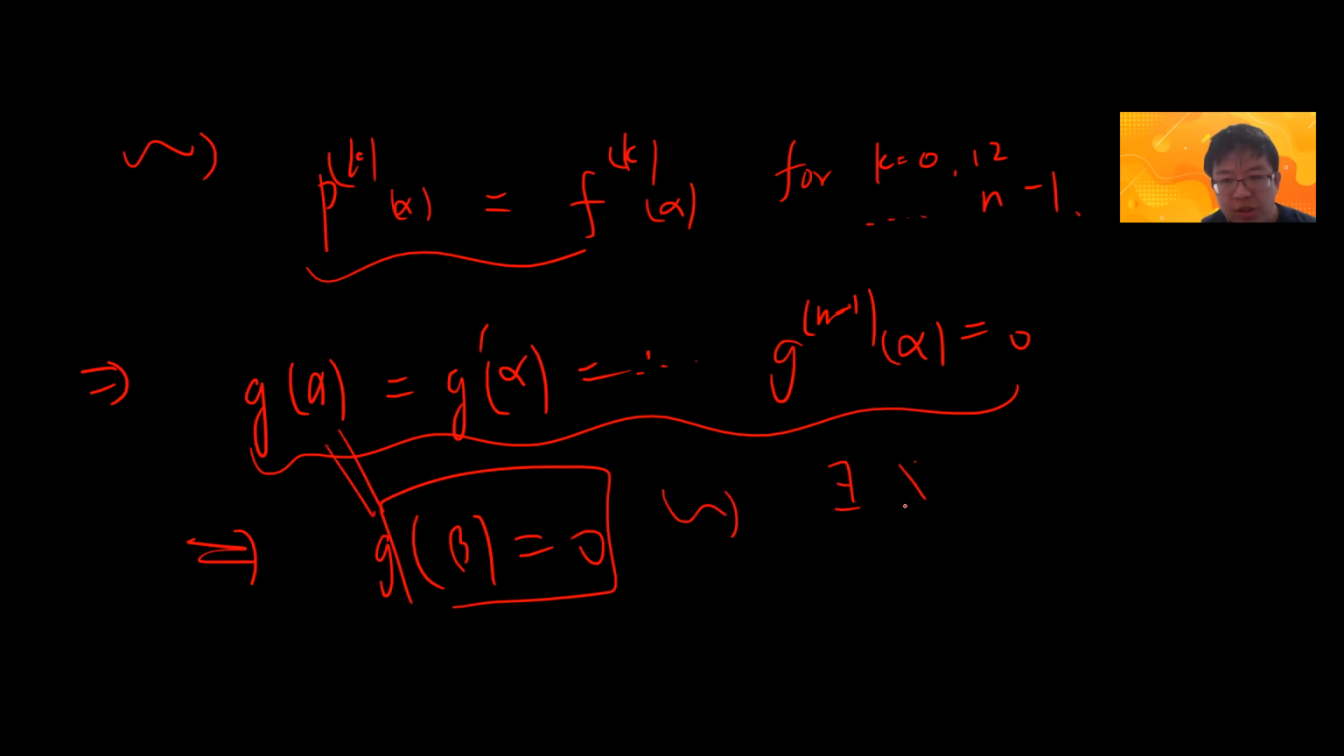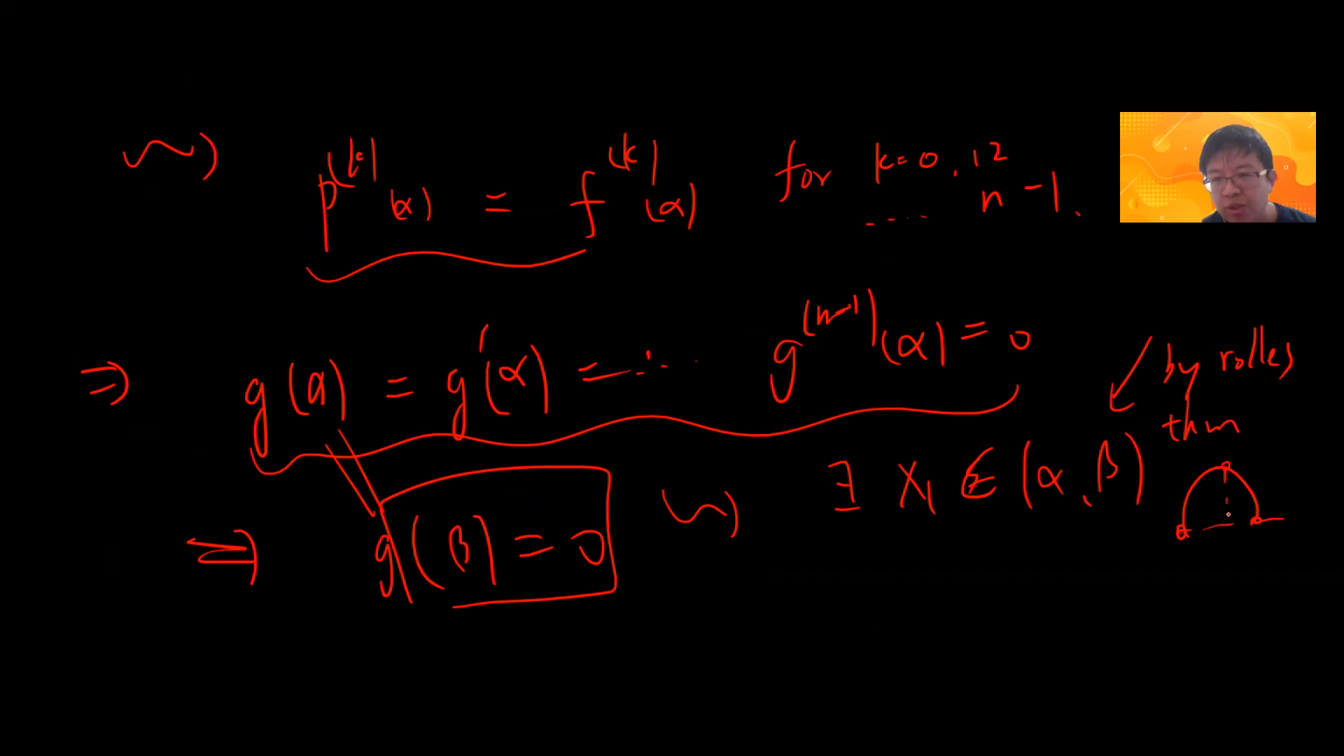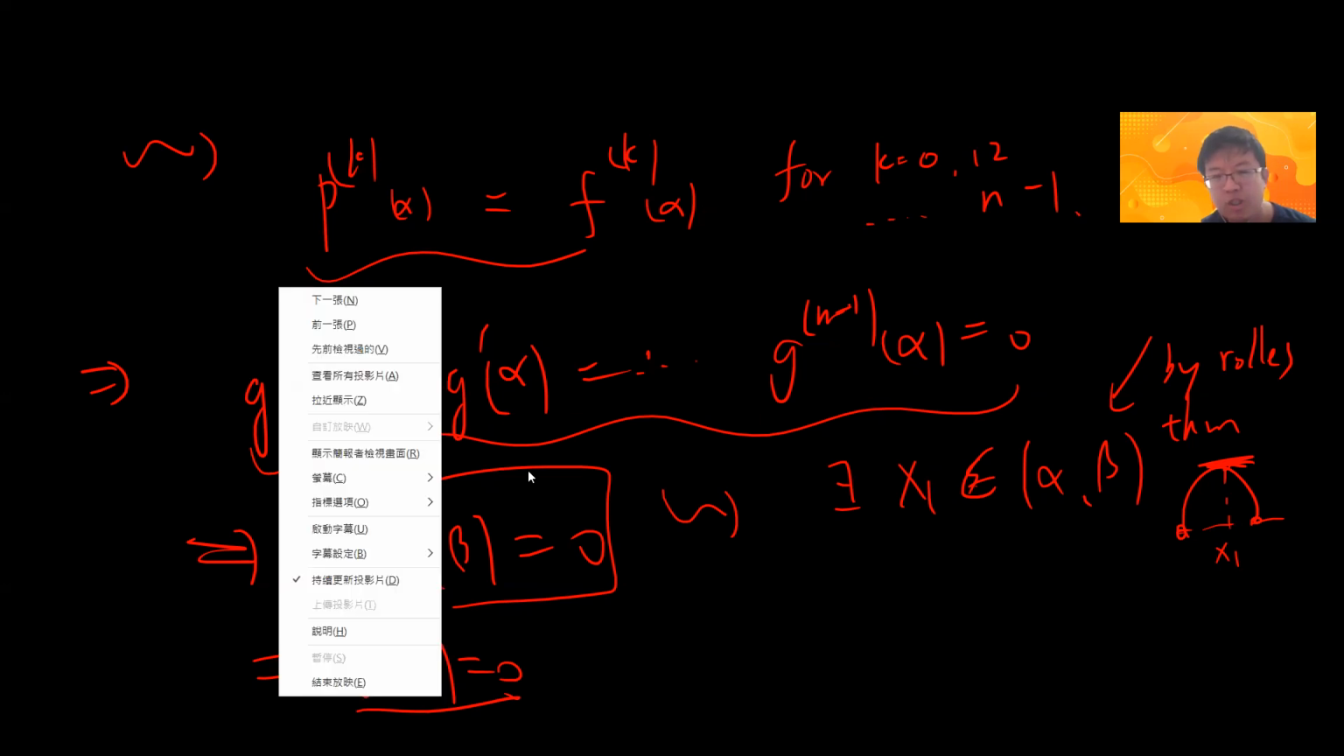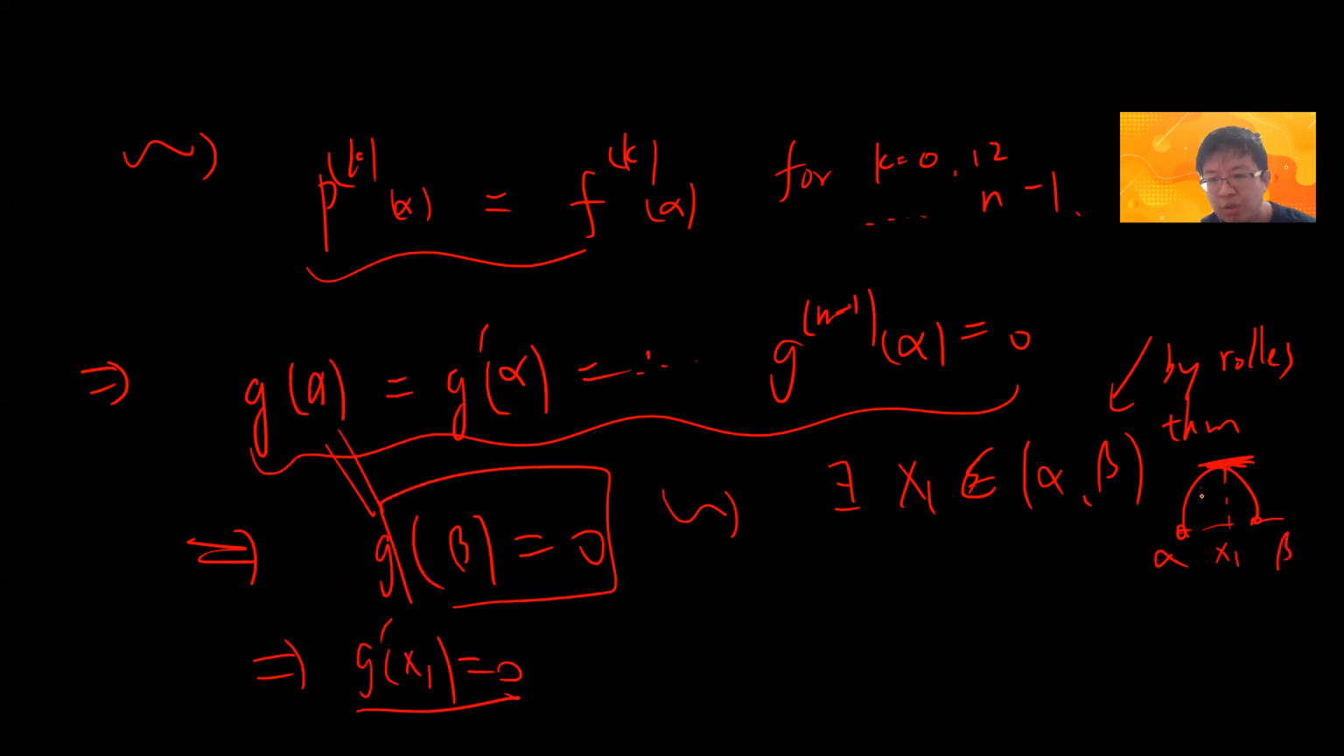So there exists x1 between alpha and beta. This is by Rolle's theorem. Rolle's theorem says that if you have two points with the same value, then there exists a point x1 between them where the derivative is 0. So we prove that g prime of x1 is 0. And g prime of alpha is also 0, so they are both 0. You can use Rolle's theorem twice, and you get some point x2 where g double prime of x2 is 0, where x2 is between alpha and x1, and you keep going.